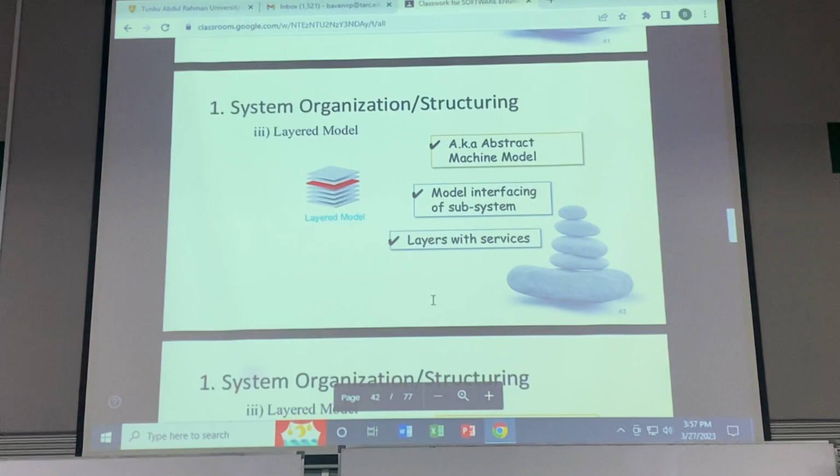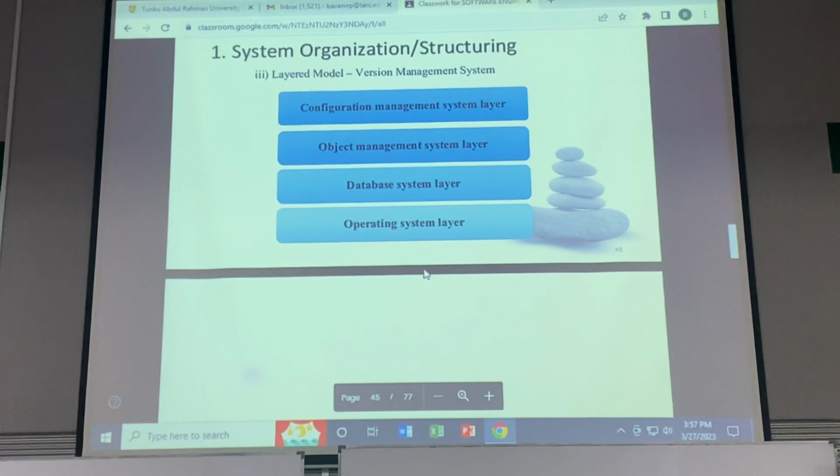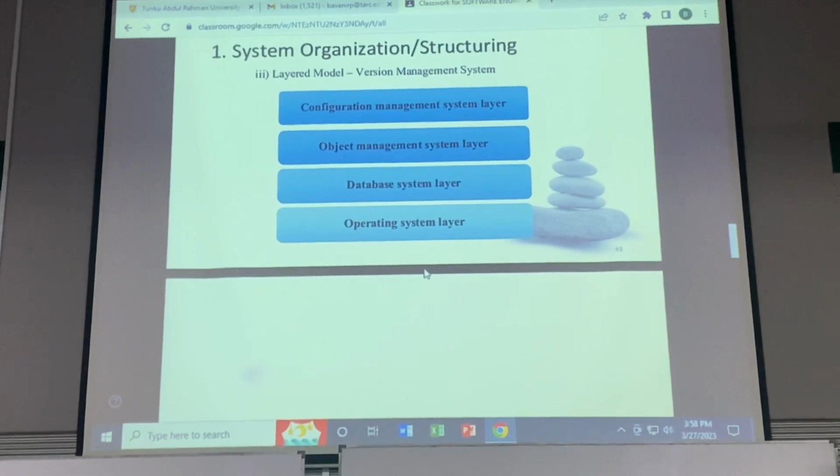The next one is the layer model. Just now it was repository and client server, now it's the layer model. Why is it a layer model? Because as you can see here, this is how it looks like. But this layer model is not fixed. It depends on what type of system you're going to develop. For example, this system is called a version management system. In a version management system, these are the layers.